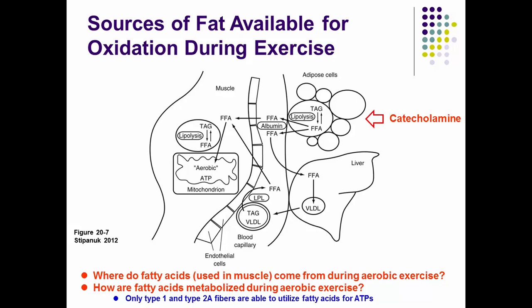And second question, how are fatty acids metabolized during aerobic exercise, or in which type of fibers can fatty acids be metabolized? Type 1 and type 2A, right? And completely oxidized through beta oxidation in mitochondria. So mitochondria and oxygen are required for fatty acid oxidation in muscle fibers.